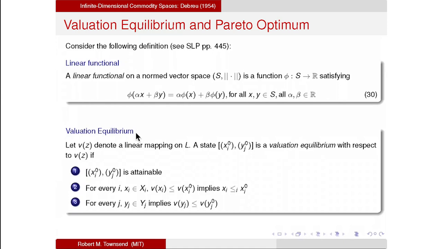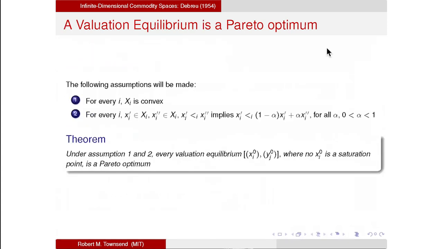So a valuation equilibrium is attainable, maximizes utility subject to the budget, and maximizes profits, where the price system is this valuation function V. This is literally utility maximization because it says that if it's in the budget, it is not preferred to Xi. If that weren't true, if you had a point in the budget that were strictly preferred to the allocation Xi zero, then it would be chosen. So that would contradict utility maximization.